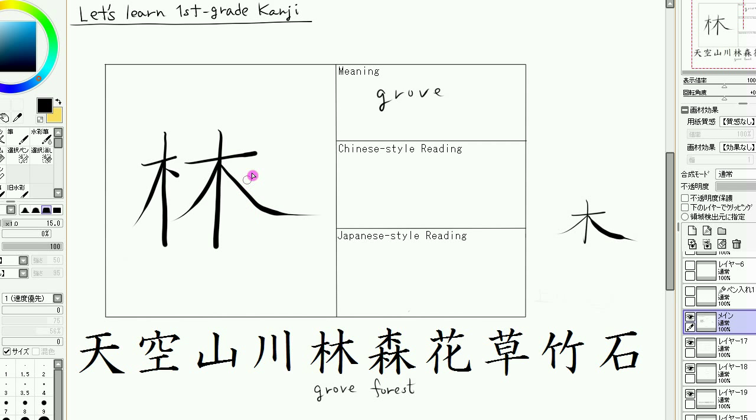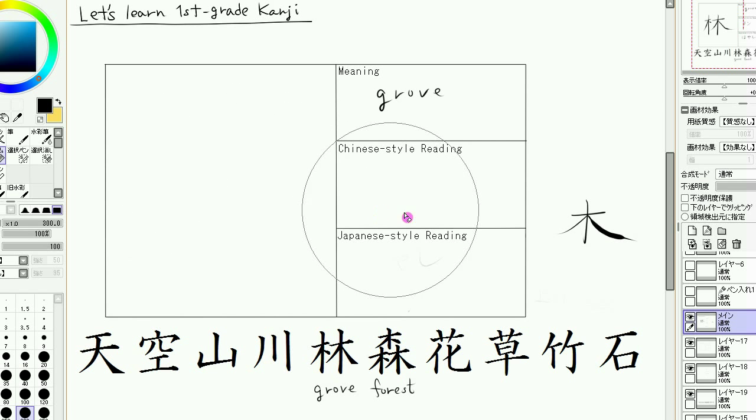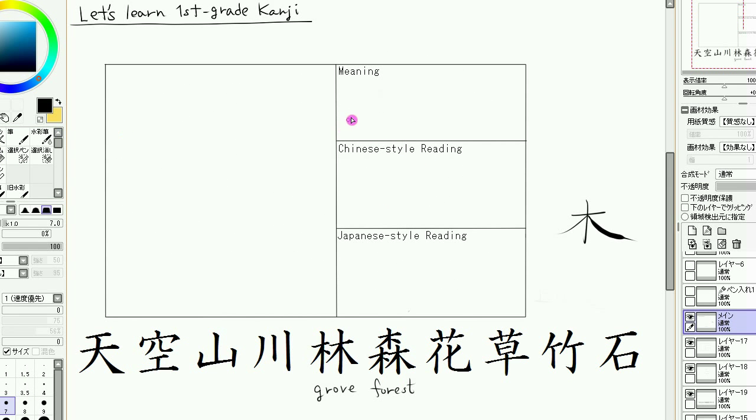So yeah, you have 2 trees. And reading Chinese style, rin. Japanese style, hayashi, means grove, small forest. Okay, now let's see the forest.